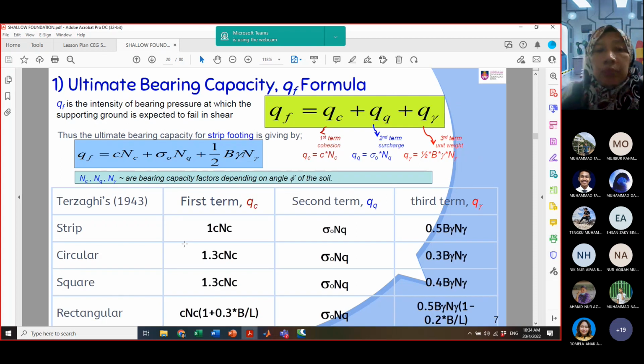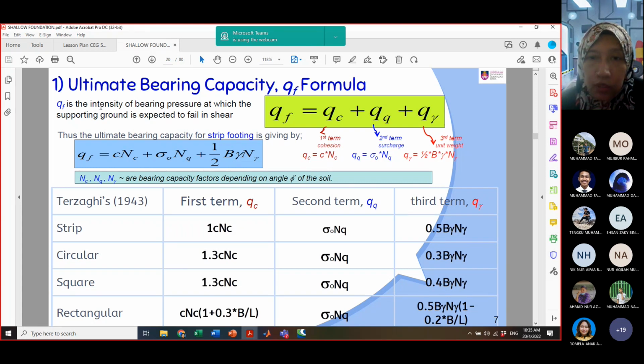Okay, please listen carefully. This is very important to calculate the ultimate bearing capacity formula, qf. So what is qf, as I explained just now? The qf is the intensity of the bearing pressure at which the supporting ground is expected to fail in shear. Sama ada general ke apa kan.